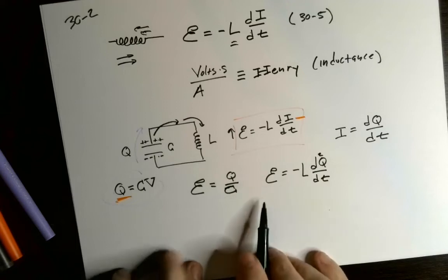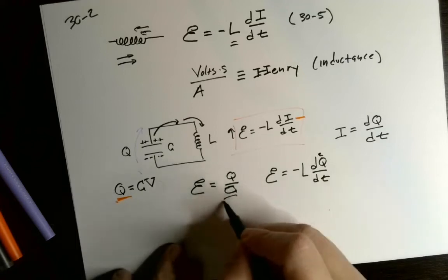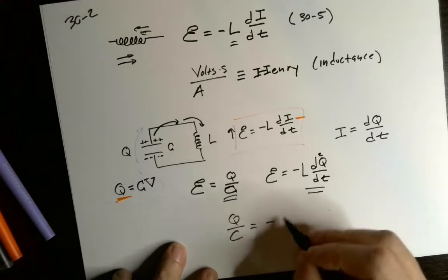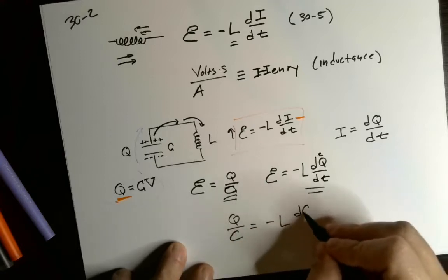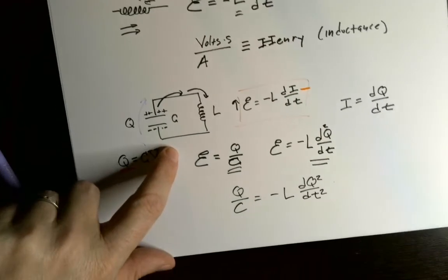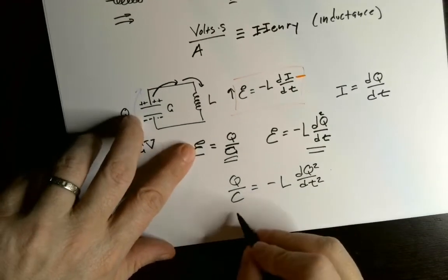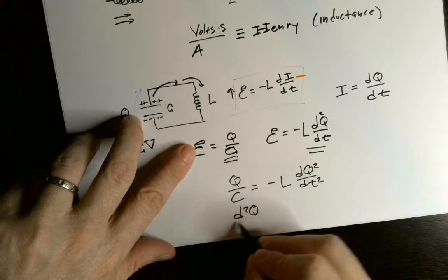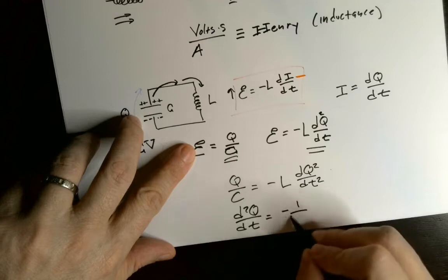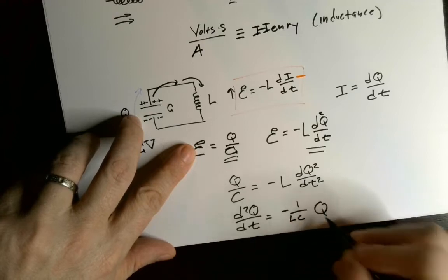We wind up with this equation that Q over C equals minus L d squared Q over dt squared, or if we bring d squared Q over dt squared to one side, we have d squared Q over dt squared equals minus 1 over LC times Q.